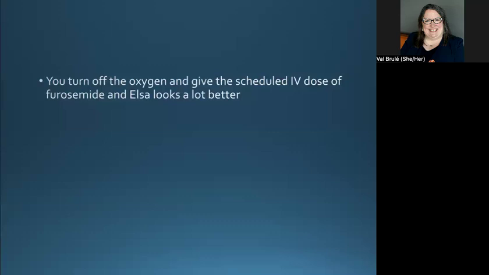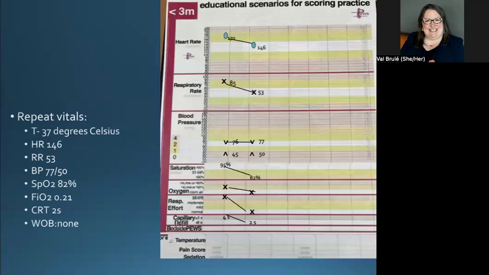In this case, you turn off the oxygen and give the scheduled IV dose of furosemide, which is also known as Lasix, and Elsa now starts to look a lot better. Her repeat vital signs show a temperature of 37 degrees Celsius, heart rate of 146, respiratory rate of 53, blood pressure 77 over 50, saturations 82%, FiO2 0.21, which is room air, capillary refill time 2 seconds, and she now has no work of breathing. Her score is now 2, which would be in the normal range.